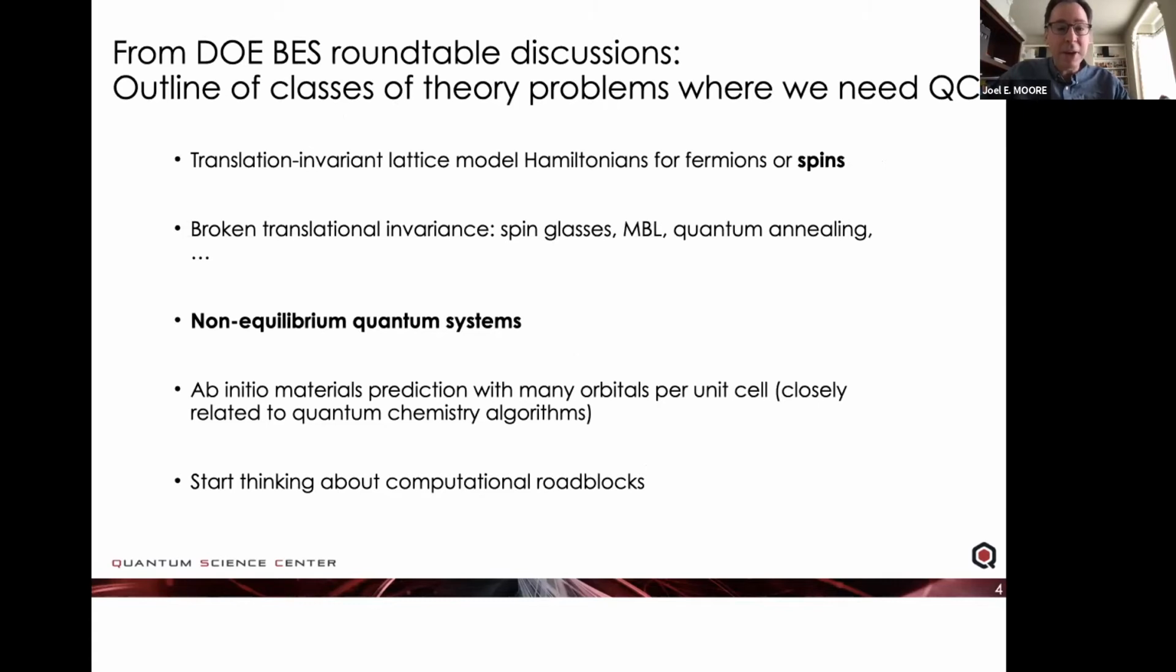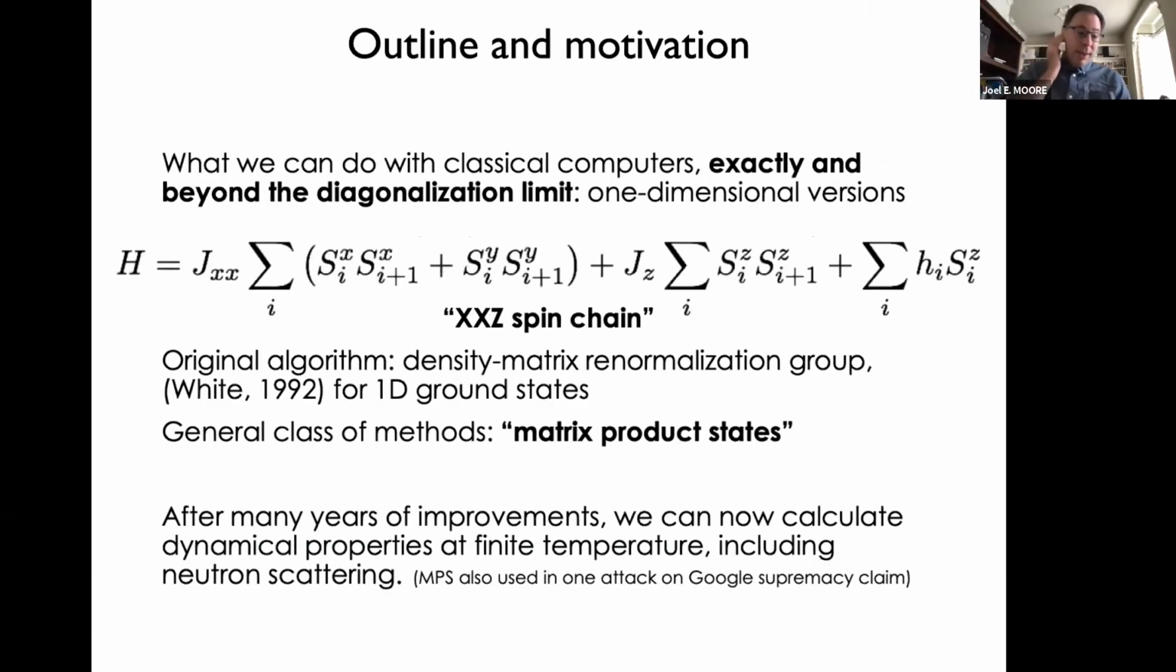So I was involved in a DOE roundtable on all of the materials problems that will someday be solved by quantum computers. I think non-equilibrium is a big one, and spins are a big one. And I'll explain why those two in particular, I think, have a lot of near-term promise, and then we'll get to the actual physics very soon. So the example of something that we can study well beyond the diagonalization limit is the kind of spin chain that appeared toward the end of Masaki's talk. So this is the XXZ spin chain.